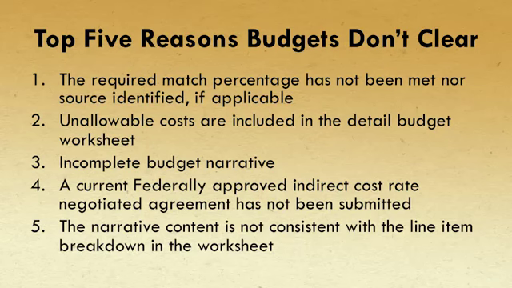In conclusion, here are the top 5 reasons budgets do not initially clear. 1. The required match has not been met or its source identified. 2. Unallowable costs are included within the detailed budget worksheet. 3. The budget narrative is incomplete. 4. A current federally approved indirect cost agreement has not been submitted. And 5. The narrative content is not consistent with the line items in the worksheet.